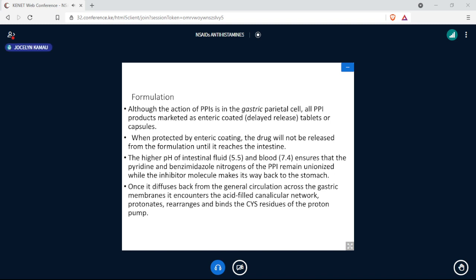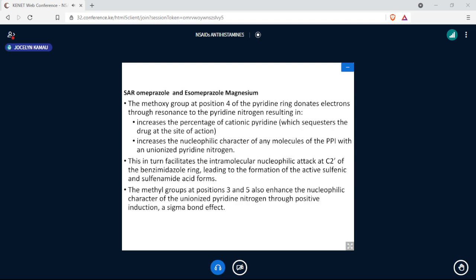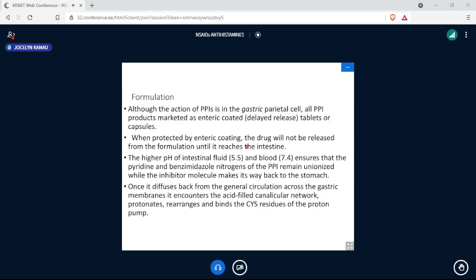I see no question. So I hope you have understood how the proton pump inhibitors are activated. They require activation within the canaliculi, where first of all they are protonated at the benzimidazole and pyridine nitrogen. Of course, the pyridine, having a higher pKa, will be protonated first, and then the other one is protonated. Once the two are protonated, because these are weak acids and weak bases, an equilibrium is formed, and it's the non-ionized pyridyl which triggers the activation of the PPIs. I hope that is clear. So from there, let us look at the formulation.